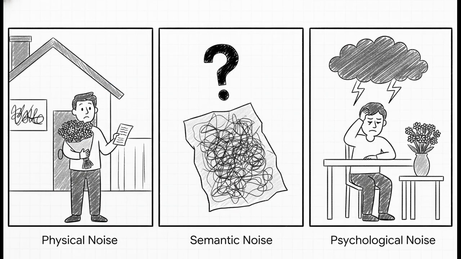Let's plug this right back into our flower story. It makes it so clear. What's physical noise? The delivery driver drops the flowers off at the wrong house. Boom! Semantic noise? Your handwriting on the note is so messy they can't even read it. And psychological noise, that's the big one. Your partner had a horrible day at work, they're in a bad mood, and they're already set up to see the worst in everything, including your nice gesture.